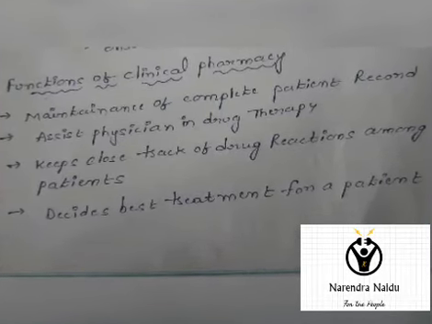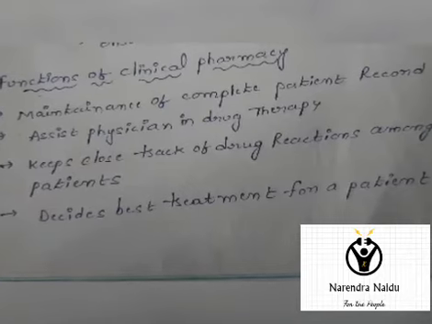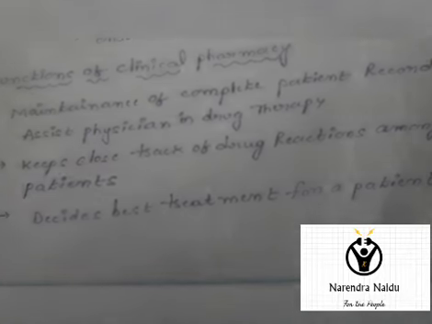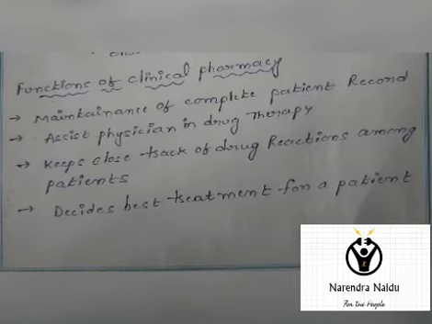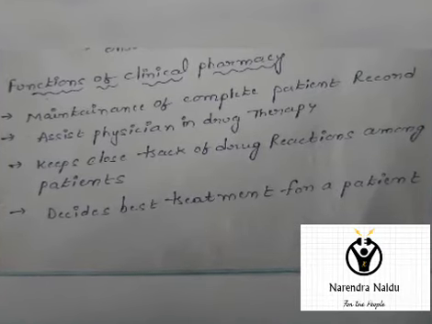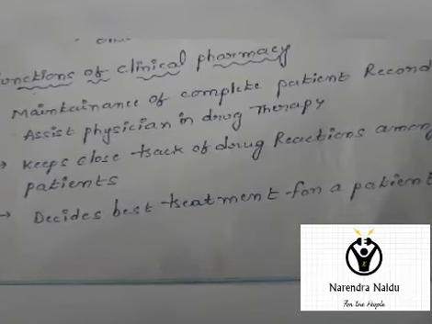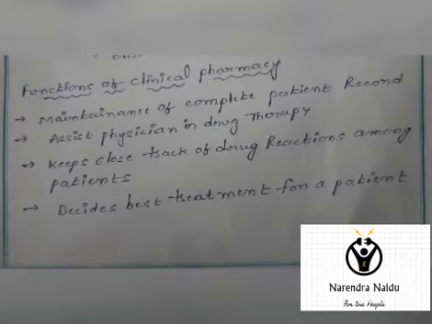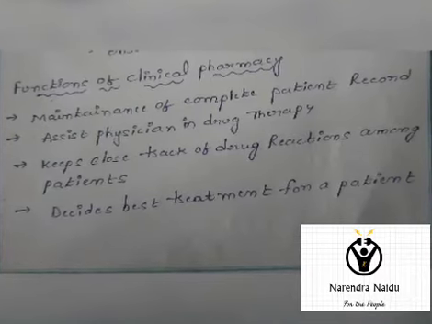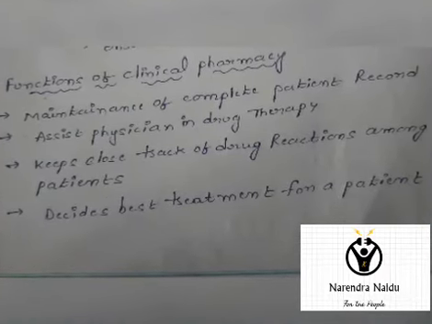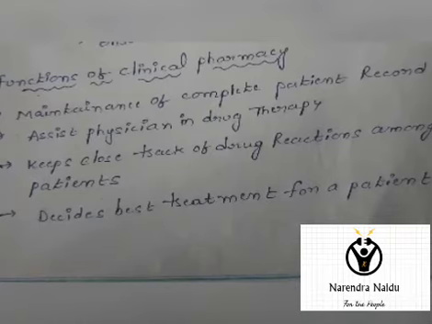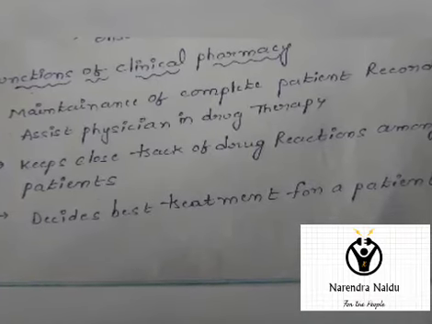Next, functions of clinical pharmacy. Mainly the clinical pharmacy functions are: maintaining the complete patient record, assisting the physician, that is the doctor, during drug therapy, and keeping close track of drug reactions. If any drug reactions occur in the patients, they will keep close track of the reactions, inform the doctor, and decide the treatment for a patient.